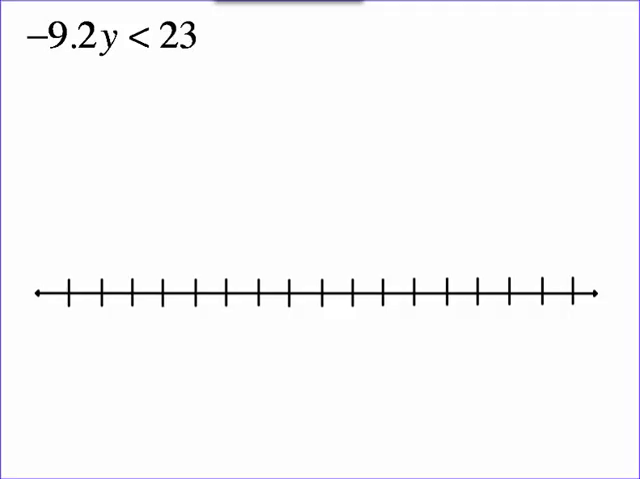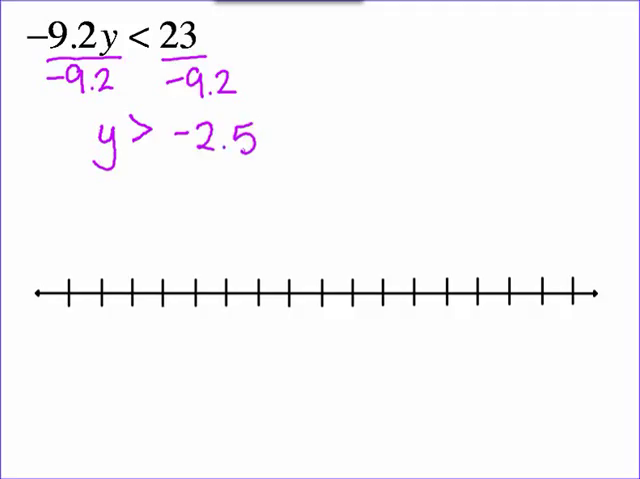So that's just kind of another little trick you can do. All right, this one. What do you do? Divide by negative 9.2. Now, whenever I do that, that automatically means that I need to flip the inequality. On the left side, what am I left with? Y. On the right side, what is 23 divided by negative 9.2? Answer should be negative 2.5. So now the question is, how do you graph negative 2.5?